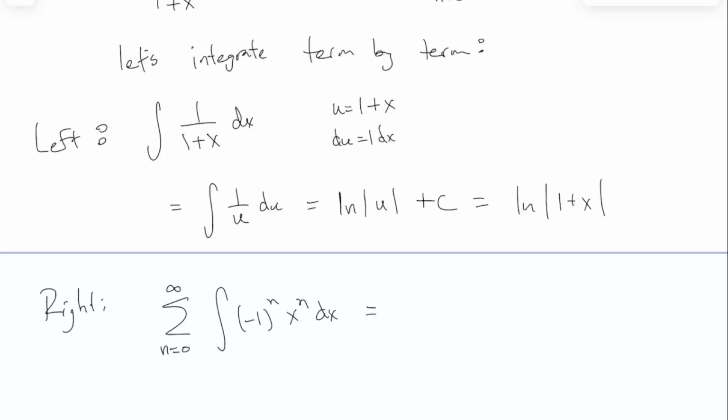Do the integral of that. All right, this is an integral dx. So this minus 1 to the n is a constant as far as the integral is concerned. We just have to do the integral of x to the n, which makes it 1 over n plus 1 times x to the n plus 1. So this is still a sum, but the integration gives me 1 over n plus 1 x to the n plus 1, like so.